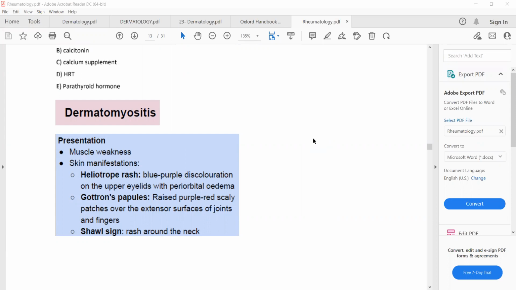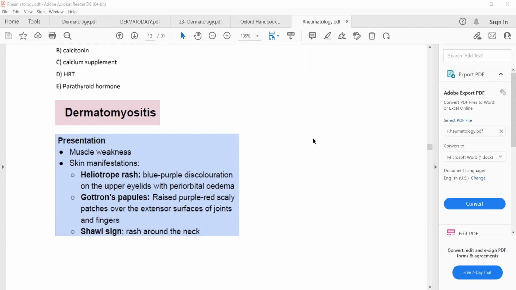So dermatomyositis. Dermatomyositis, as its name indicates, is inflammation of muscles and the skin. So someone with muscle weakness, proximal muscle weakness, and skin manifestations, your diagnosis will be dermatomyositis. So we have got another differential diagnosis of proximal muscle weakness, and that is dermatomyositis.